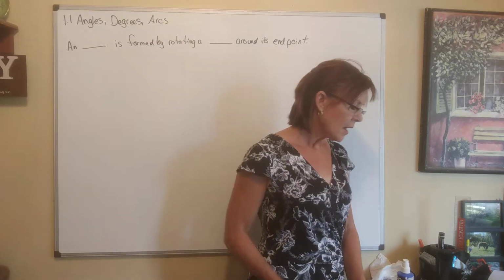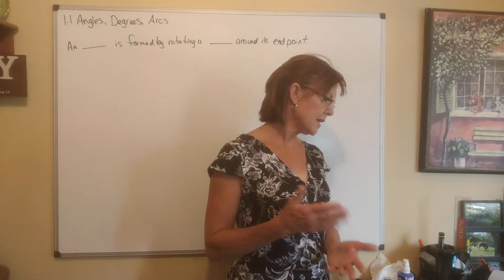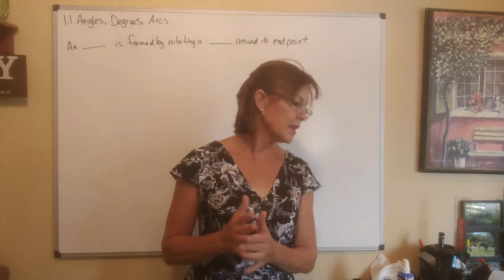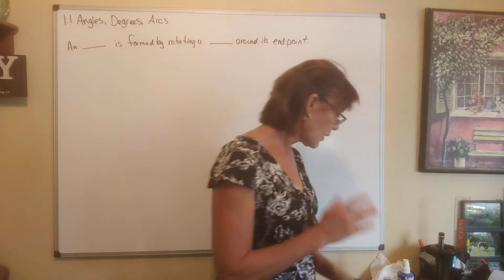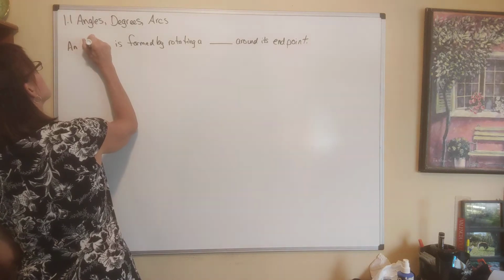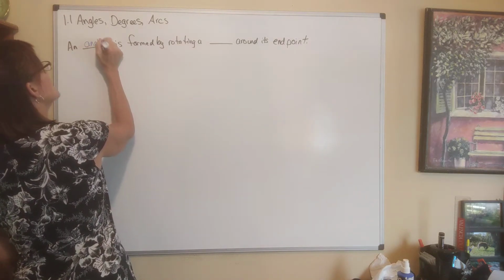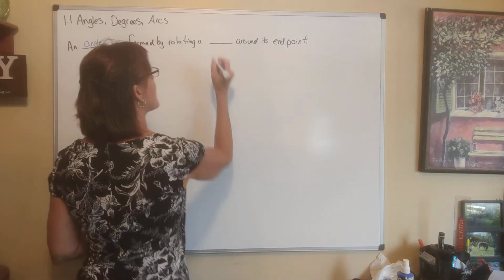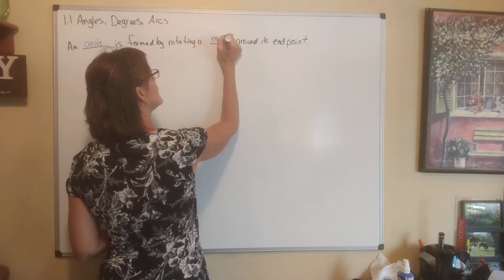It says on your worksheet you have a blank is formed by rotating a blank around its endpoint. And so what goes in the first space is an angle. This is where we start. An angle is formed by rotating a ray around its endpoint.